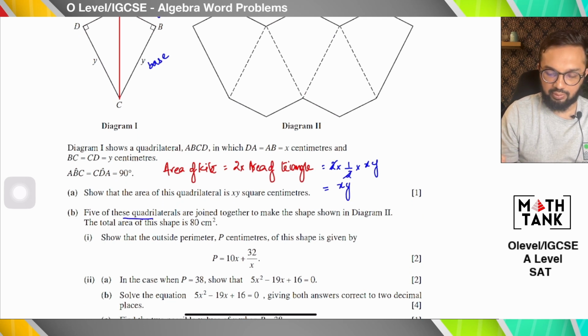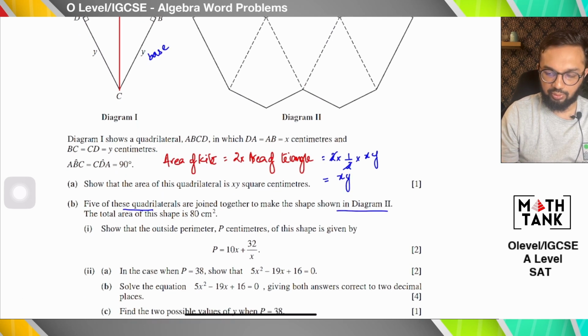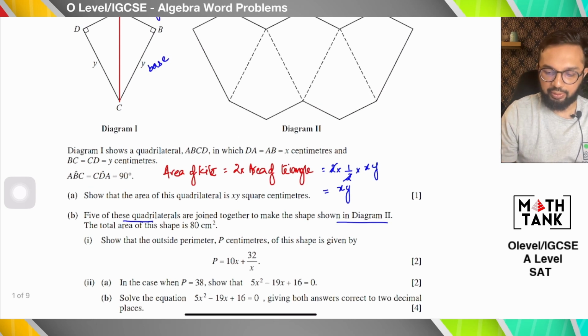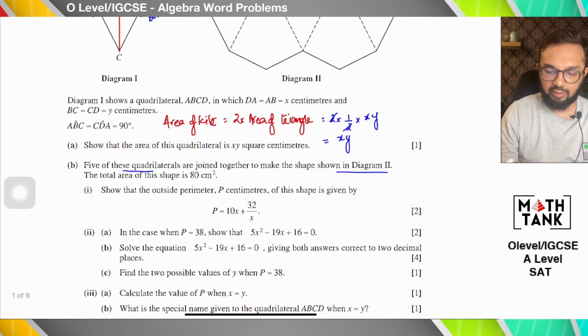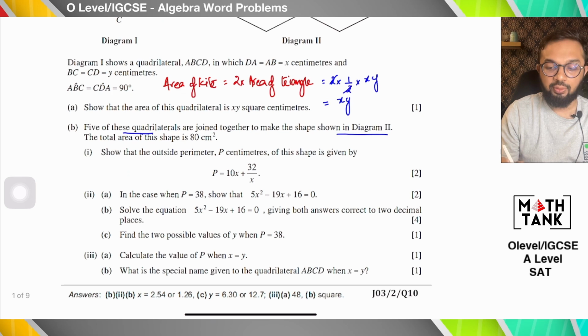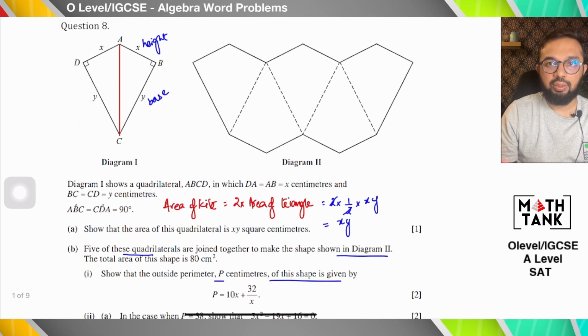It says 5 of these quadrilaterals are joined together to make the shape shown in diagram 2. So 1, 2, 3, 4, 5. The total area of the shape is 80 centimeters squared. Show that the perimeter P of the shape is given by. And perimeter means the outer boundary. So let's count the x that we have. 1x, 2x, 3x, 4x, 5x, 6x, 7x, 8x, 9x, and 10x.